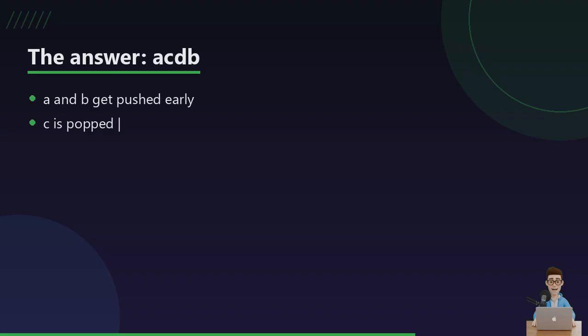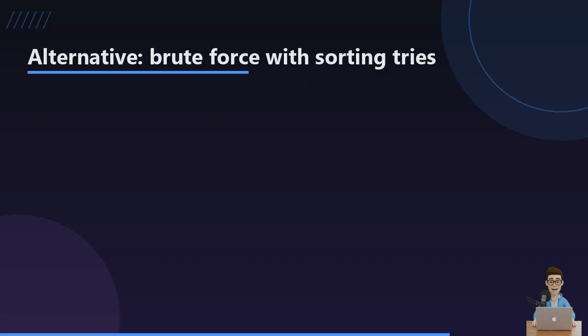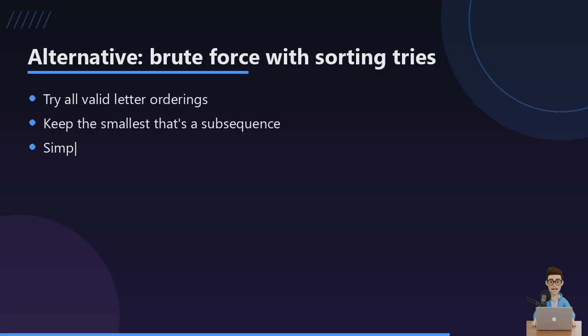The answer is ACT. Letters A and B make it in easily, but C gets bumped out early because a smaller letter follows and C comes back later. D sits alone since nothing smaller shows up after it, and B closes it out. I actually misread this one myself the first time and forgot to check last occurrence before popping, cost me a wrong answer submission.